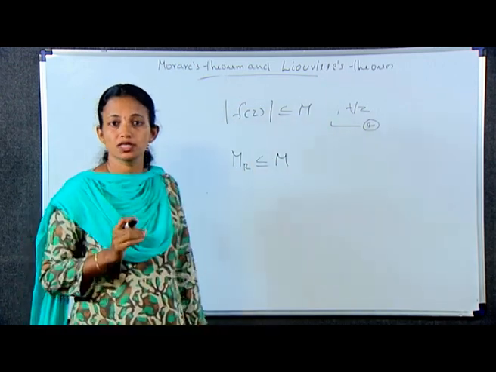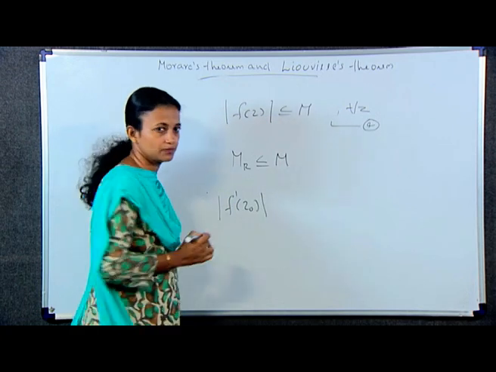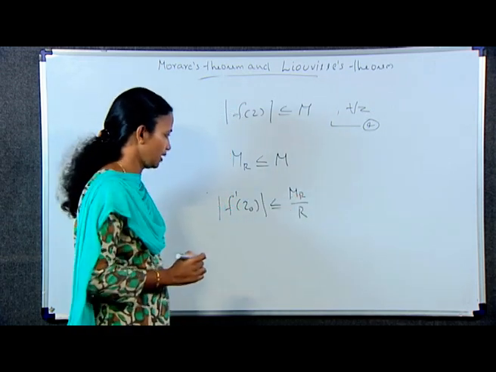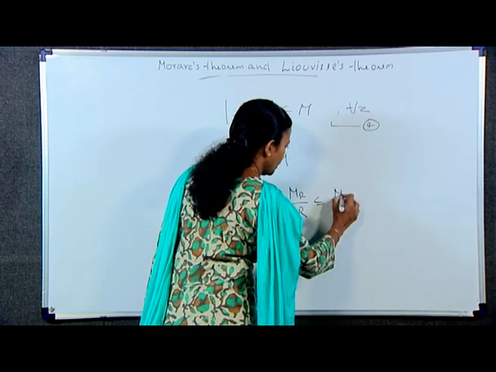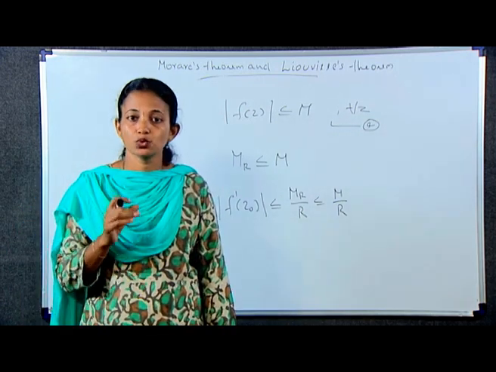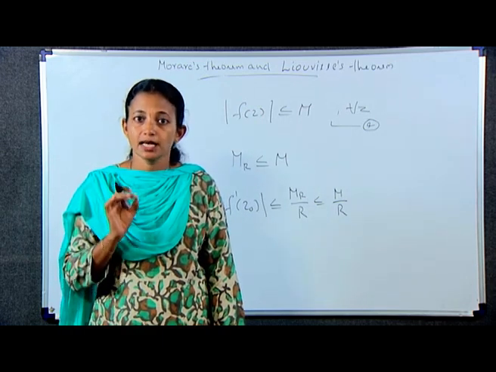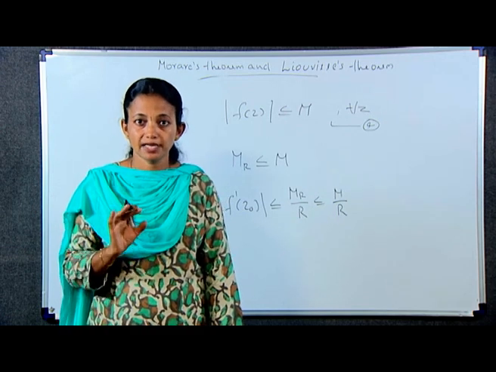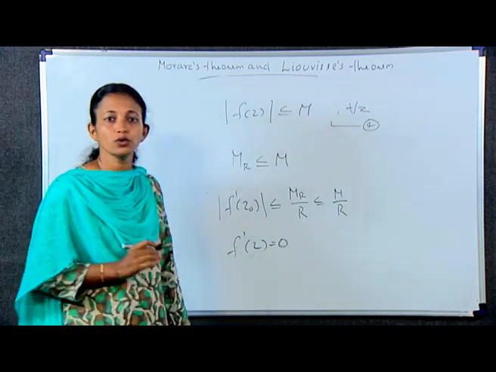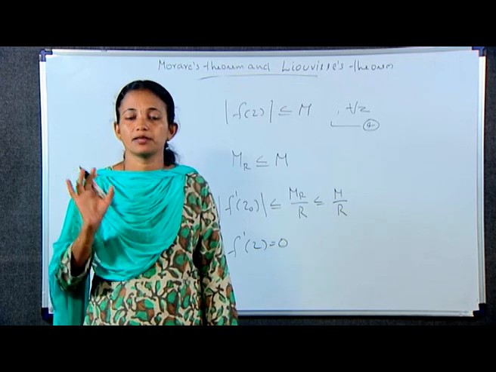It follows from Cauchy's inequality that modulus of f dash of z0 is less than or equal to M_R by R. This is actually our equation number 3. M_R by R becomes less than or equal to M by R. Since the above inequality is true for arbitrarily large R, we get f dash of z0 is equal to 0. Since the choice of z0 was arbitrary, this means that f dash of z is equal to 0 everywhere in the complex plane. Hence, f is a constant function, and this completes the proof of this theorem.